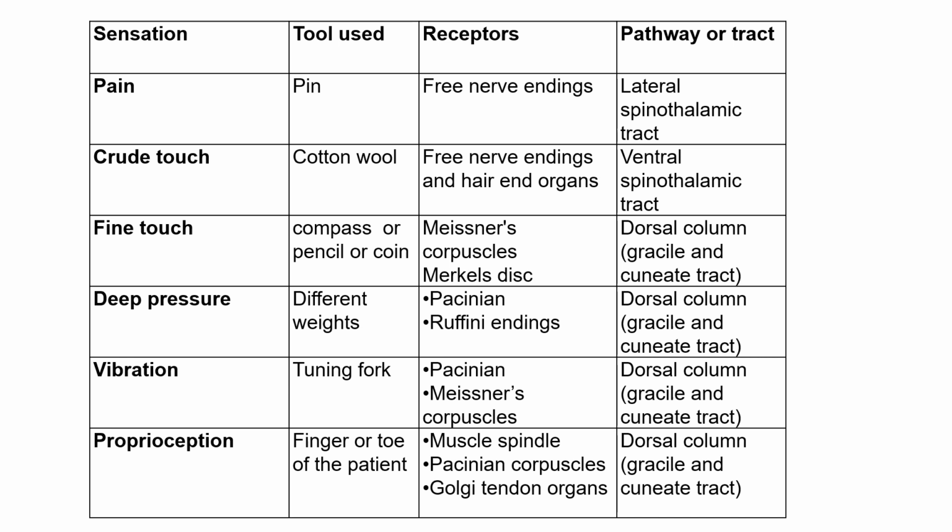Proprioception, as you would have noticed, you move a finger or a toe of the patient around and you ask the patient to state the position of the toe. Now, this involves the muscle spindle, and impulses from these are carried. They also involve the Pacinian corpuscles and Golgi tendon organs, for example, for proprioception. And impulses for proprioception are carried along the dorsal column.